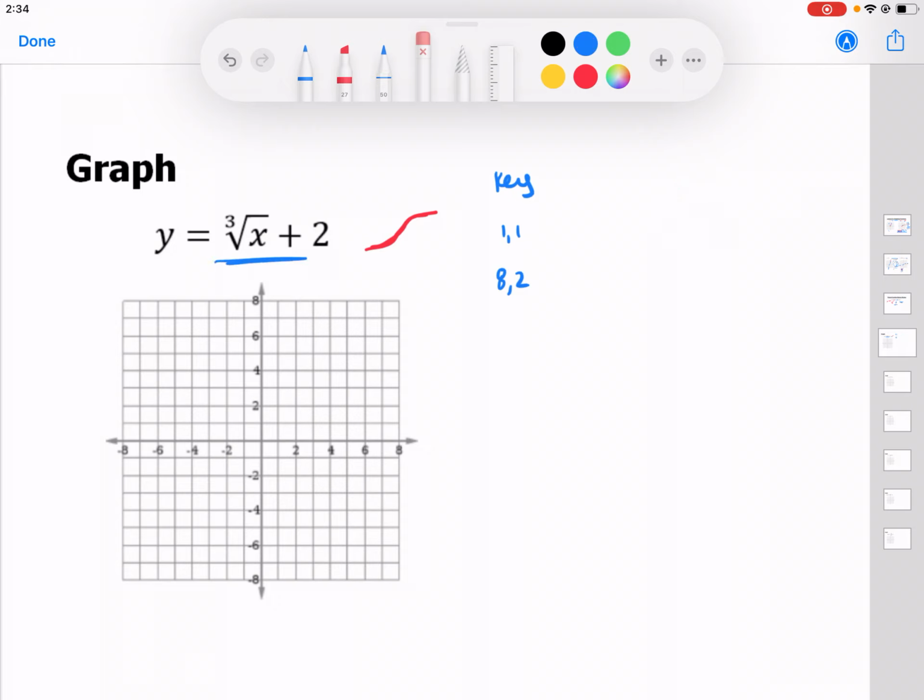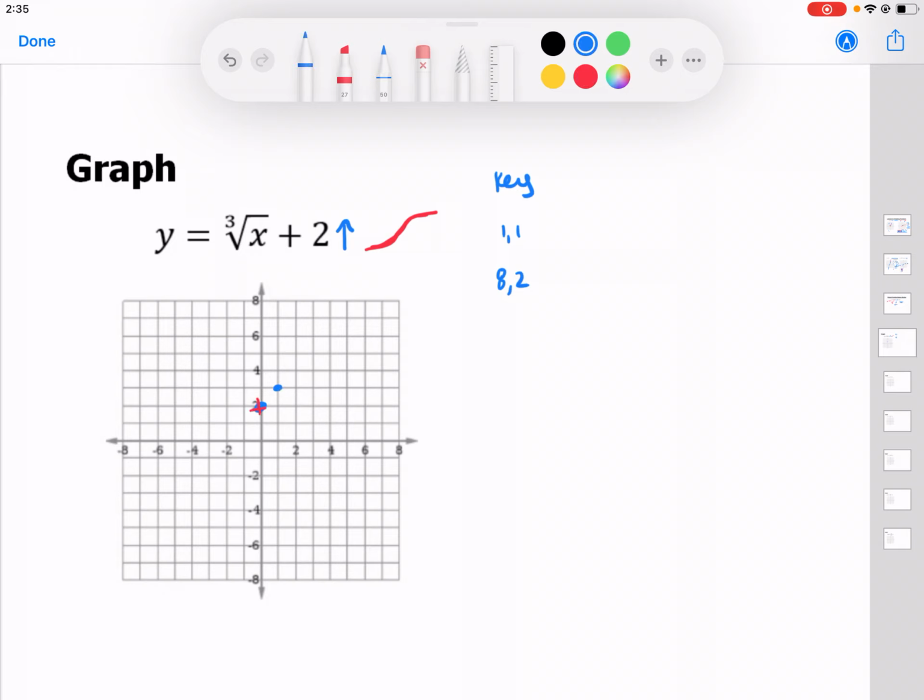From there, the only thing this graph is doing is, I'm first going to look for addition, subtraction. Anything on the outside affects your y's. Anything inside, so when I say inside, I'm talking about inside the cube root, affects your x's. Notice there's just an x in the cube root, so the only thing that's happening is we're moving our graph up 2.